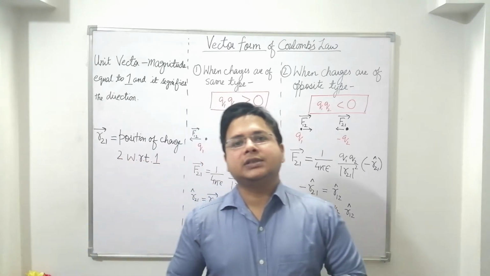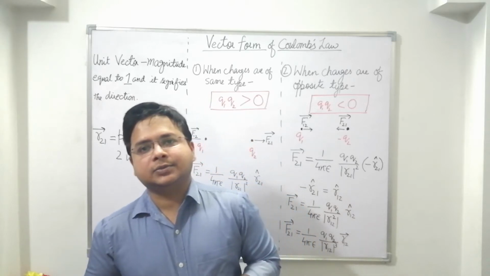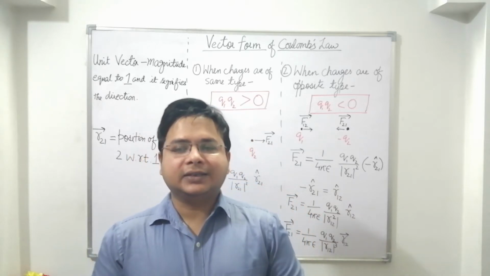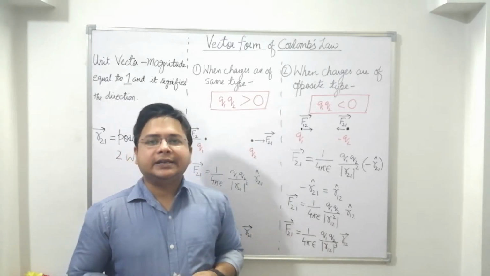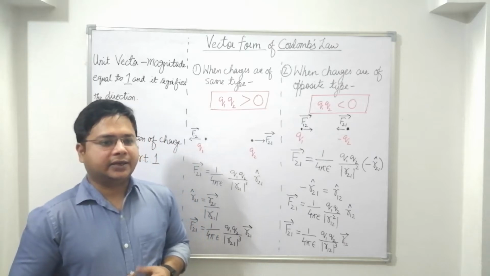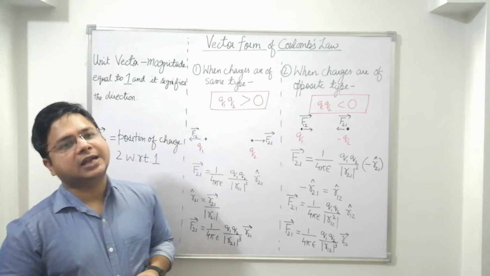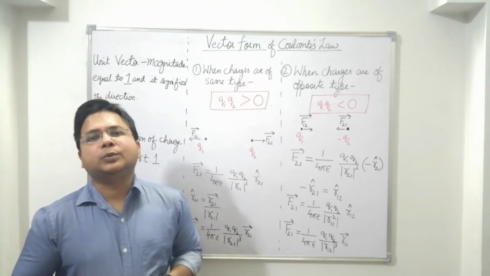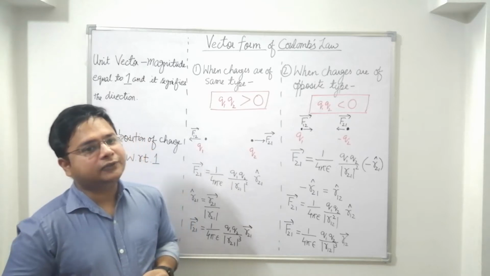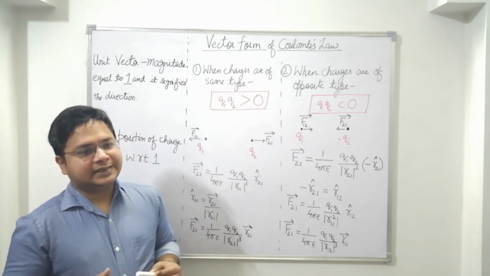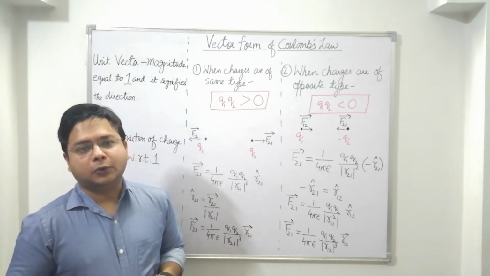In the previous video, we discussed Coulomb's law. In today's class, we are going to start the vector form of Coulomb's law. As we studied in the previous class, Coulomb's law gives us the magnitude of electrostatic force acting between the two charges. Now, the vector form of Coulomb's law basically completes the value of the force.